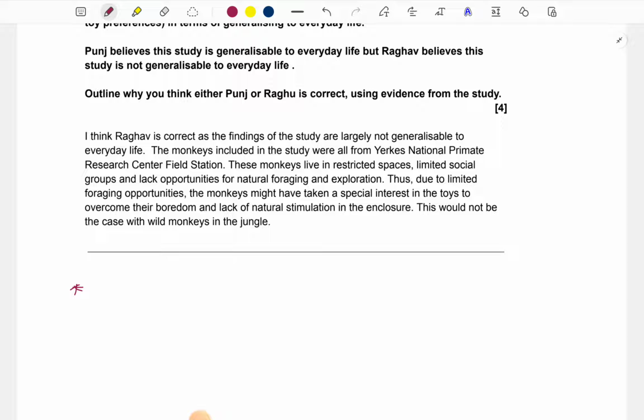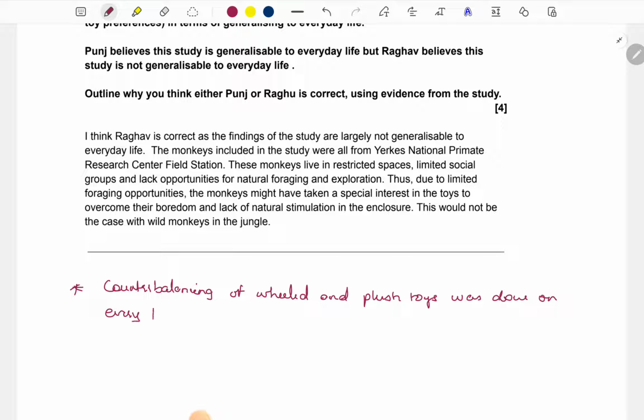So let me take counterbalancing. I would say another control is counterbalancing of wheeled and plush toys was done on every trial from left to right positioning. Okay, so this is again just stating the control, but where's the reasoning or the justification? So again I have to think: why did they have to do this?